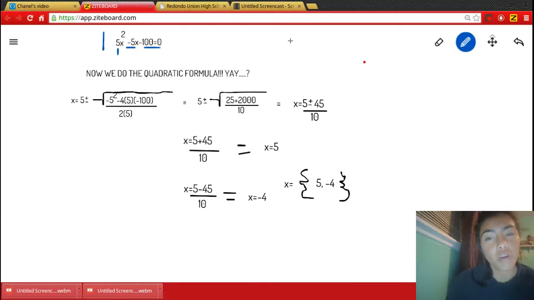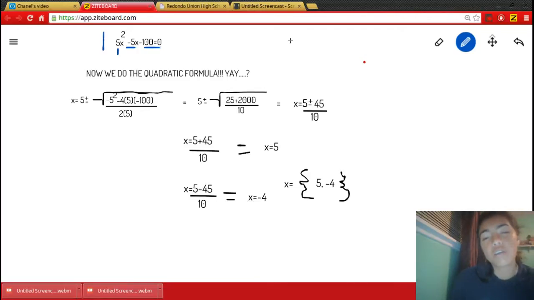When you solve it all the way, you get x equals 5 plus or minus 45 over 10 after you take the square root. Then what you do is you use what is called the zero product property. When you set it up to the zero product property, one will be 5 plus 45 and the other 5 minus 45, both over 10.